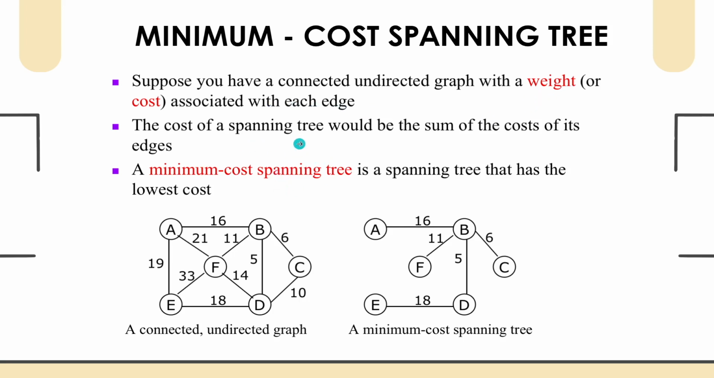Now, the cost of the spanning tree would be the sum of the cost of all its edges, and one among those trees would be called a minimum cost spanning tree, provided in the tree all the edges when summed up yield the lowest cost. Here you are given a weighted and undirected graph, and the particular graph has 6 vertices, and this is one of its minimum cost spanning trees.